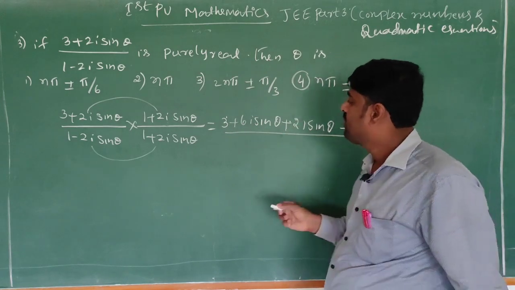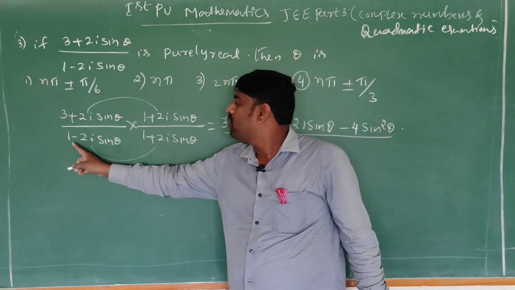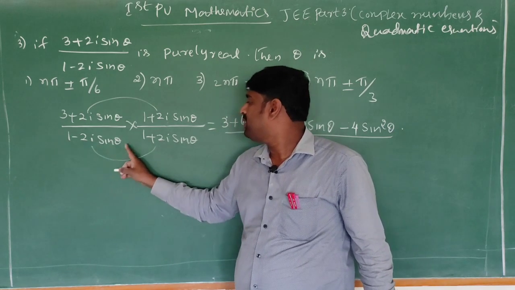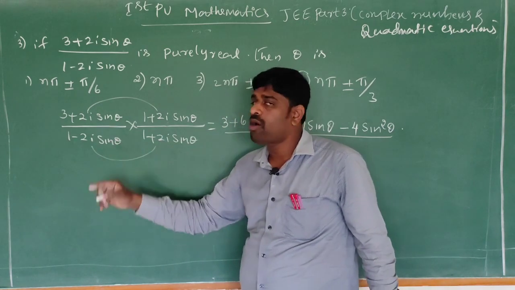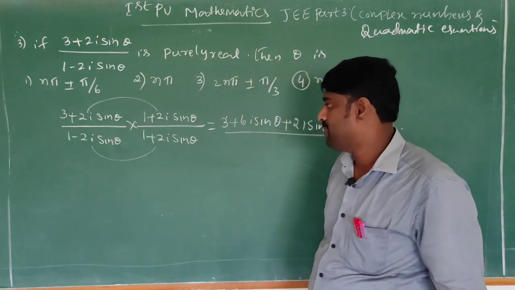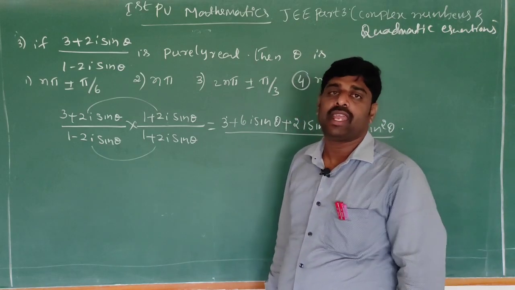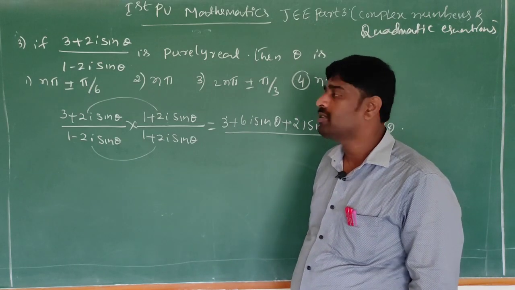Divided by, the denominator: 1 minus 2i sin theta and 1 plus 2i sin theta is of the form a plus b into a minus b. That means the formula a plus b into a minus b is a square minus b square.